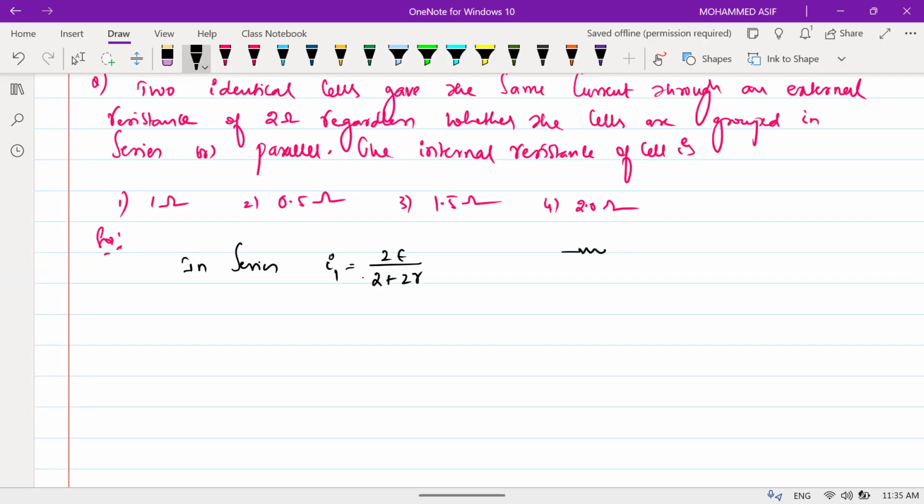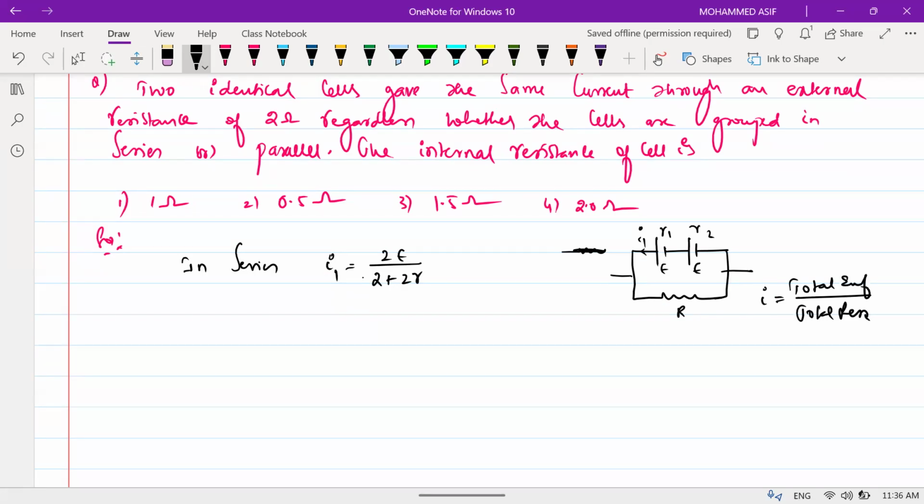Say two cells are connected one positive to negative, connected to an external resistance of capital R. Each has internal resistance R, and each has EMF E. The current flowing is I1. I equals total EMF divided by total resistance, so I1 equals E plus E, divided by the total resistance, capital R plus 2R.